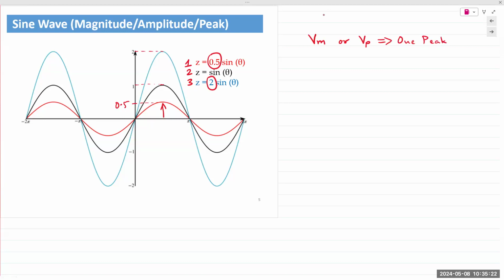If you wish to describe that waveform in its entirety, you would use a term named P dash P, just 2 times Vp or 2 times Vm. P dash P stands for peak to peak, both peaks. Okay. So again, peak values describe the value of the quantity on the y-axis.